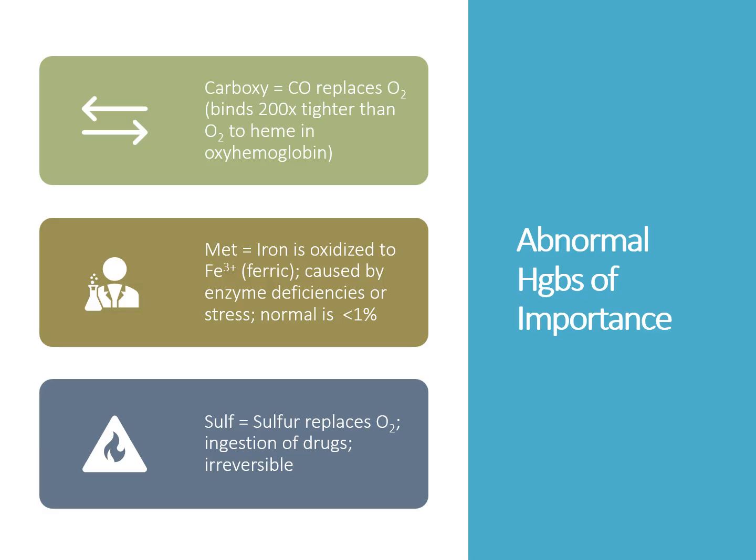The next is methemoglobin, and this is really more of an oxidative problem. Methemoglobin is iron that is oxidized to the ferric state. We really want our iron to be in the ferrous state, and that's because the ferrous iron is easily utilized, whereas ferric is more difficult to utilize in appropriate ways. This is usually caused by enzyme deficiencies, stress, or exposure to environmental toxins. We do have a normal methemoglobin of less than 1% in circulation because there's always going to be some oxidative processes occurring.